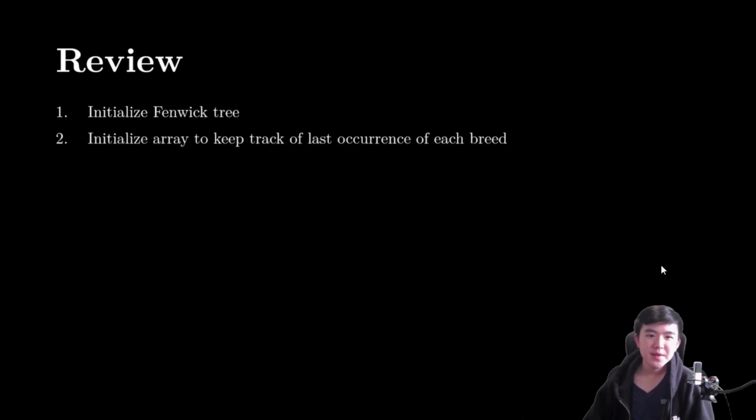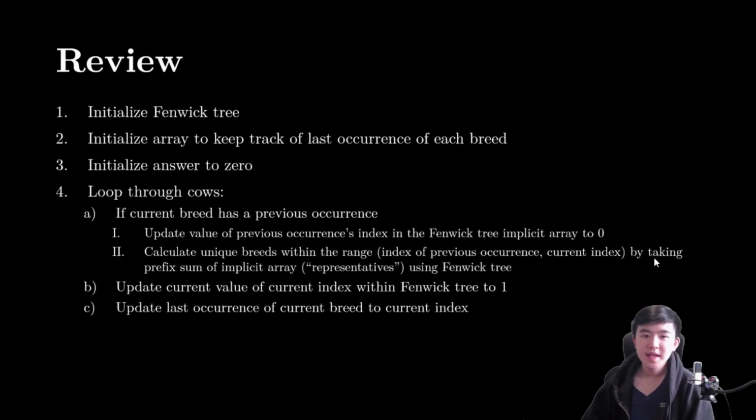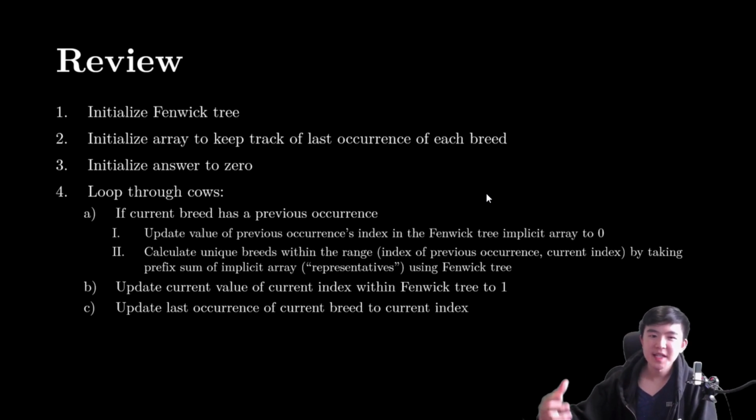Now that I've described the algorithm in detail, let's go over the whole thing once more. First, initialize the Fenwick tree, initialize the last occurrence array, and initialize the answer to 0. Then we loop through the cows. If the current breed has a previous occurrence, then we can update the value of the previous occurrence's index in the Fenwick tree implicit array to 0 because we want to shift over to the representative. And we calculate unique breeds within the range using the Fenwick tree by taking the prefix sum of the implicit array to get the number of representatives. We want to do this because the current breed having a previous occurrence is one of the conditions for the queries that we want. We're kind of doing this out of order in the way we described and in the code, but that is absolutely fine. It doesn't make any difference.